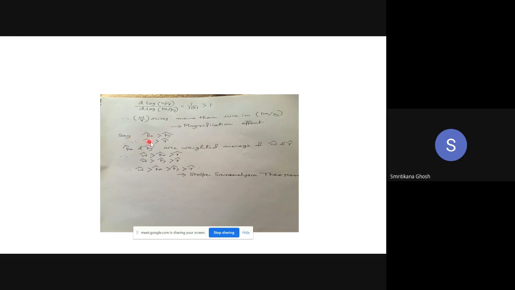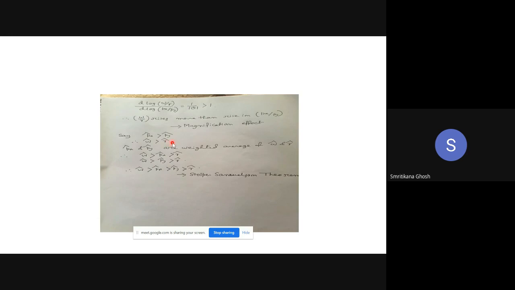Say Px hat is greater than Py hat. That means Px by Py is rising. So we know that W hat is greater than R hat because W by R should also rise. So these two lines are clear already to us.